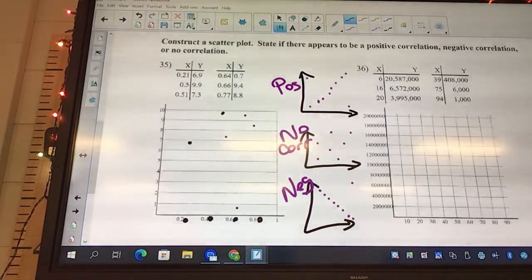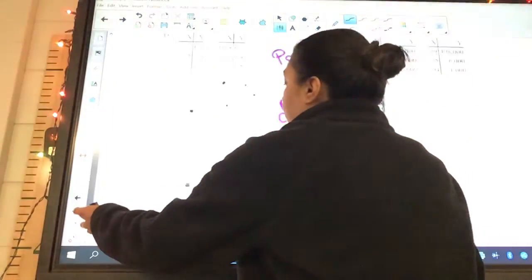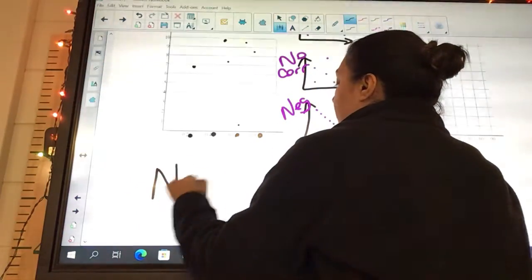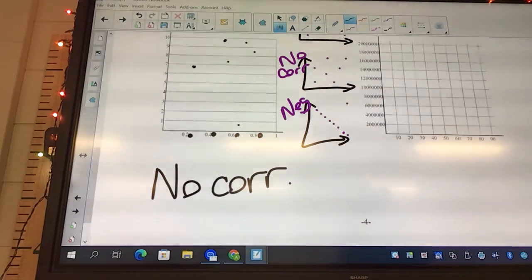No correlation. Okay, now, your final exam is going to say, which scatter plot is this? Is it positive, negative, or none? Some of you guys forget to write on there. But even if you plot, you still have to say whether it's positive, negative, or none.